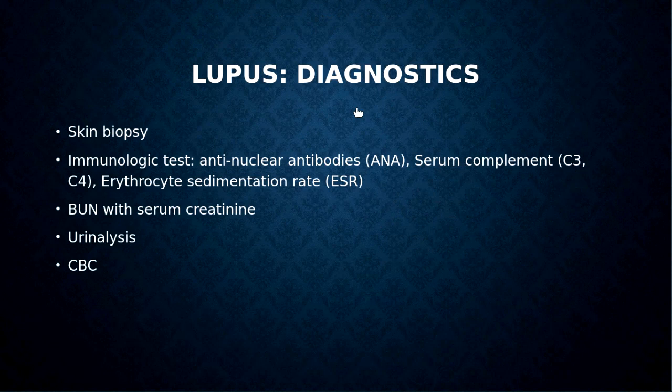So how do we go about diagnosing lupus? Skin biopsy. Going to do some blood tests, some ANA titers, ESR titers. You're going to look at that BUN and creatinine because you're looking at renal function. A urinalysis, CBC, going to look for any signs of infection.